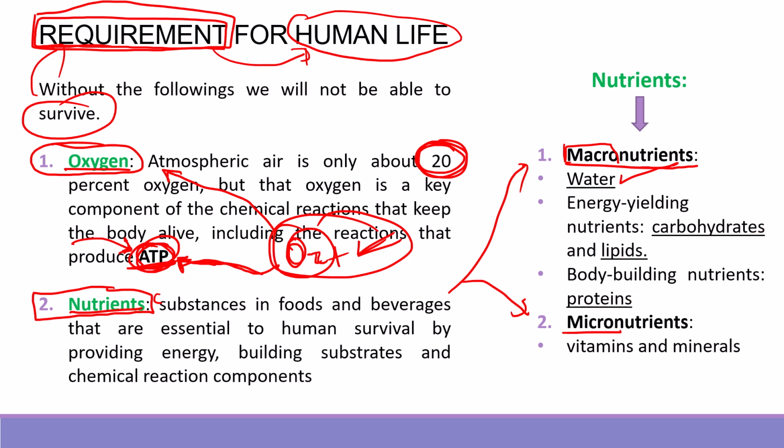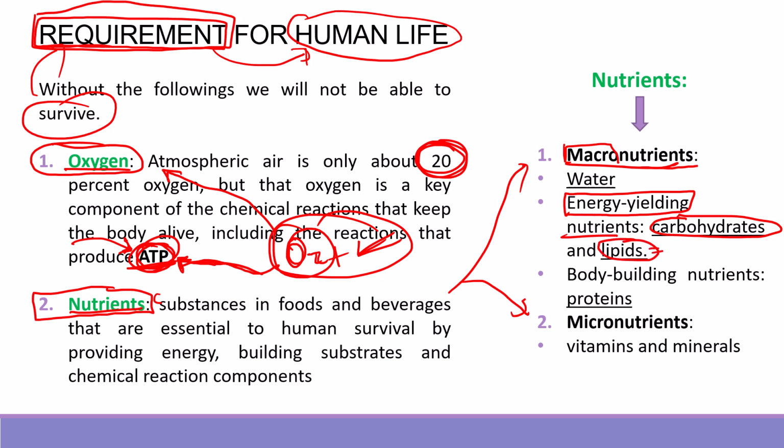Micronutrients, micro refers to the fact that we don't need a lot of them, just a little bit and our body will be okay. So examples of micronutrients are vitamins and minerals. The most important ones that we need to focus on here are these nutrients that our body will use to get energy. So energy yielding nutrients are carbohydrates and lipids.